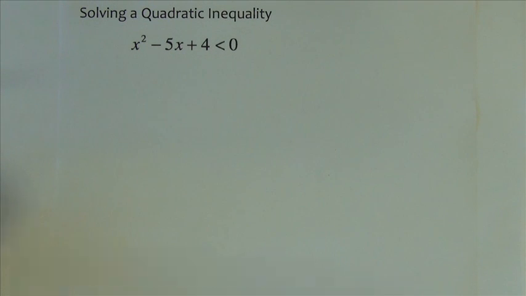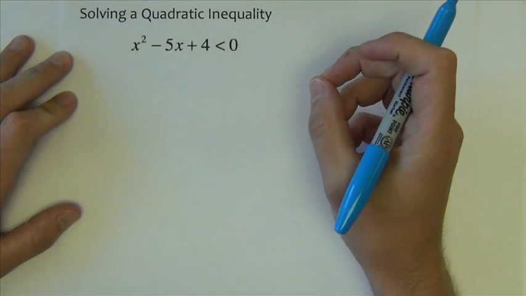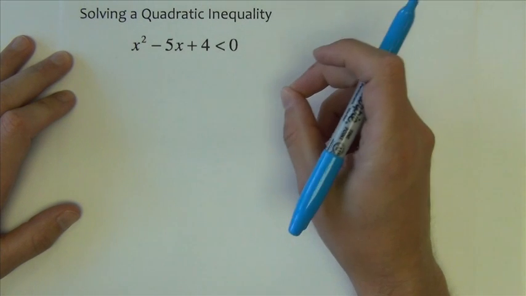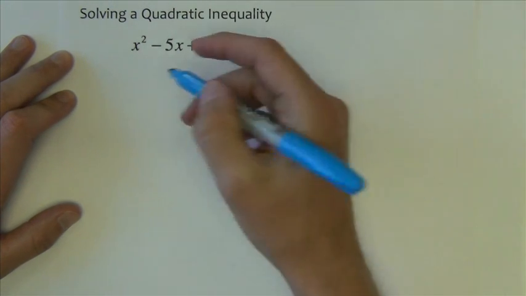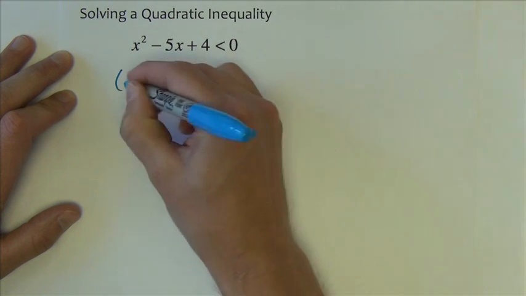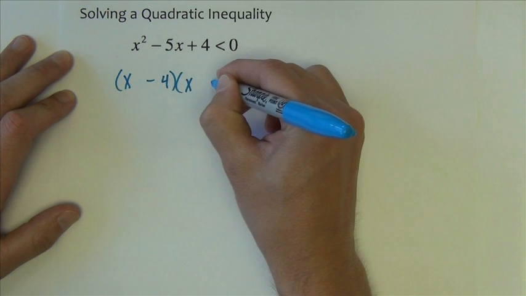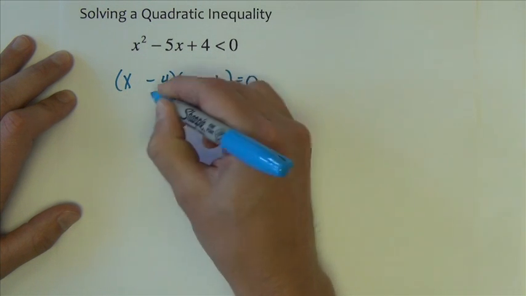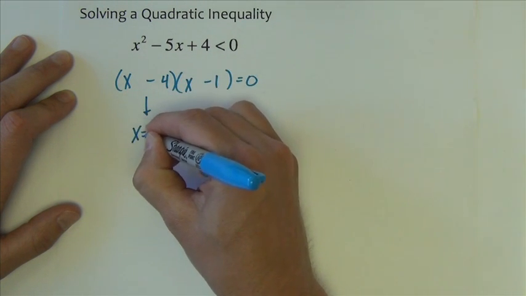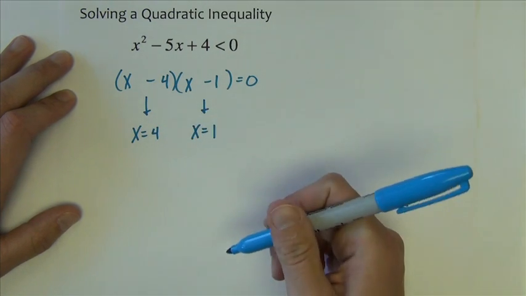Next example, we'll go over how to solve a quadratic inequality. The first thing that we want to do when we solve a quadratic inequality is find the zeros. And typically I can find the zeros by factoring. So we have x times x makes the x squared. We'll go with -4 minus 1. So we have 0 at x equals 4 and x equals 1.